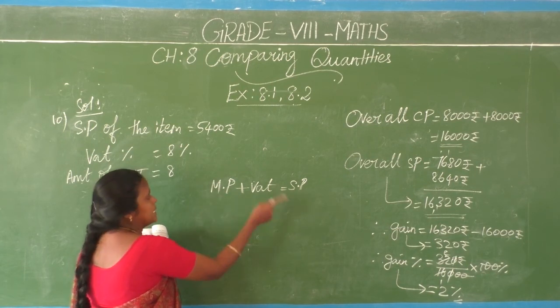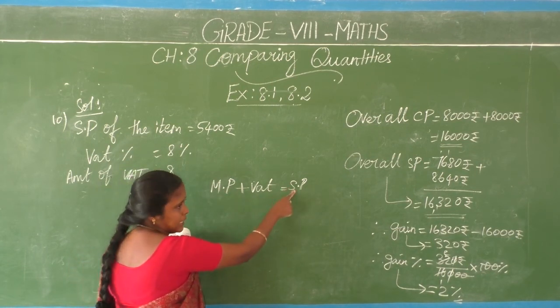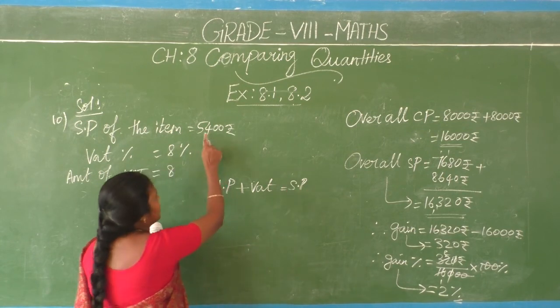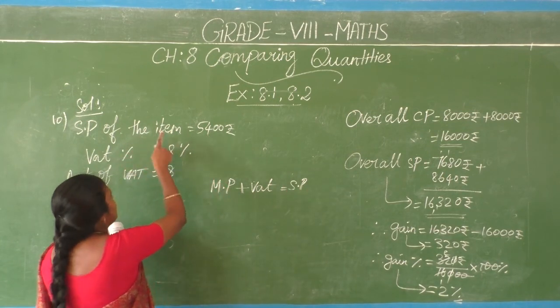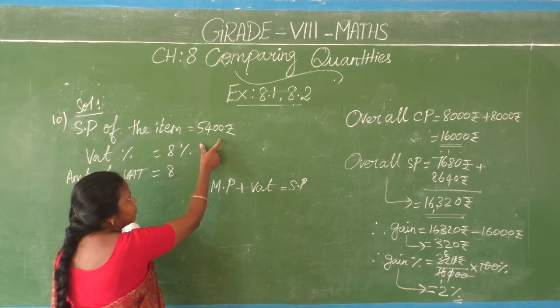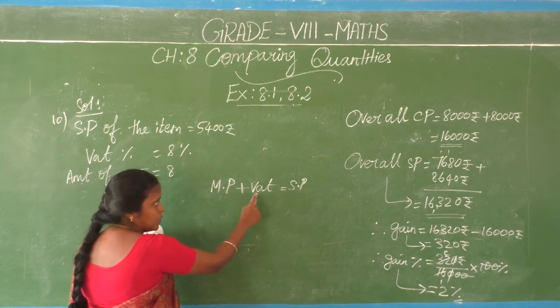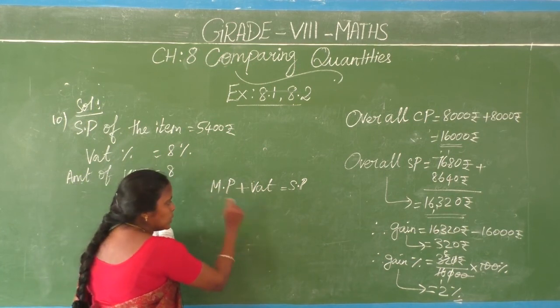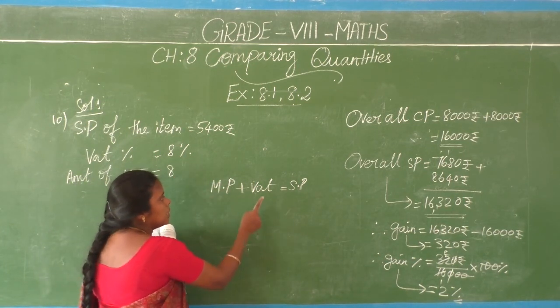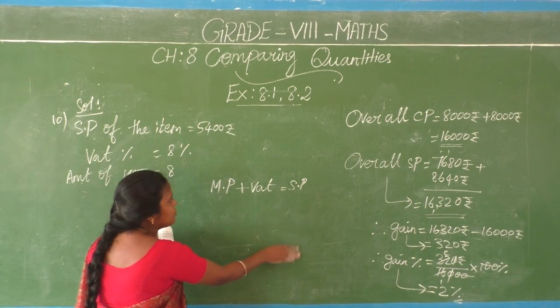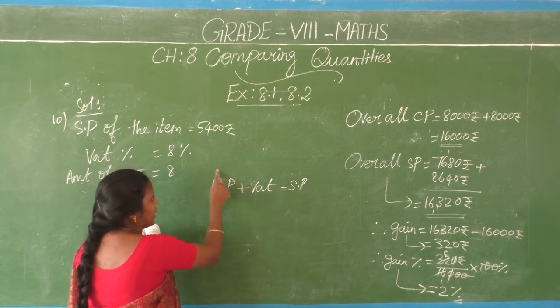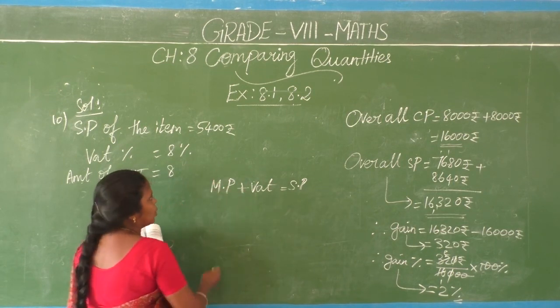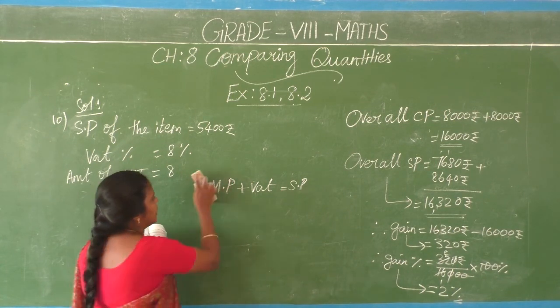Clear? Marked price is nothing but list price. List price plus VAT amount is equal to sales price. This amount only we mentioned here. Sales price of the item is 5,400 rupees. It includes VAT also. VAT is mentioned in percentage only. We don't know this amount to be reduced from this. Then only we will find this. So the marked price we don't know, so we assume the marked price as X.